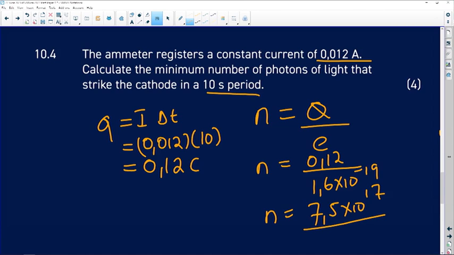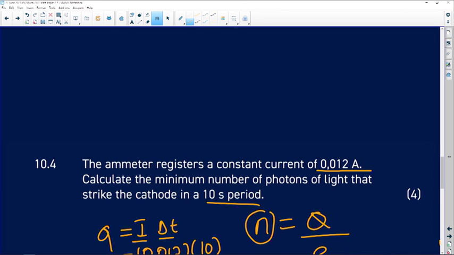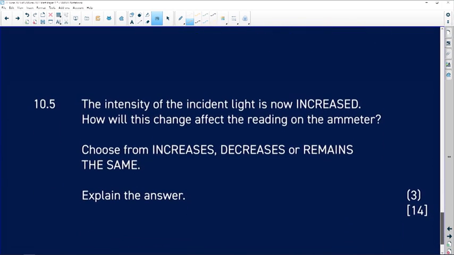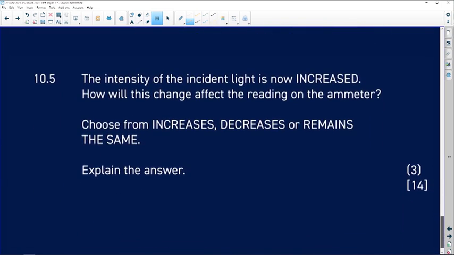Okay, I hope you get it now. You first look for the charge because you never had the charge, but we were given current and the time, and therefore now we can look for the number of photons, which is electrons in our case. Okay, so we can move now to 10.5.